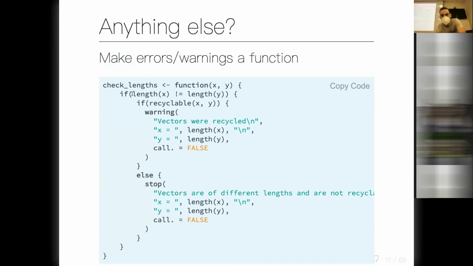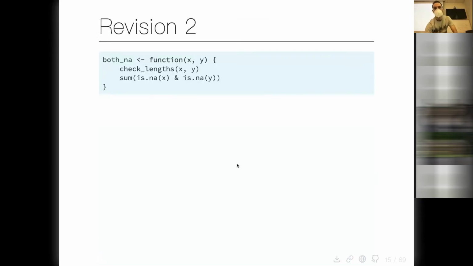So we're first checking if the lengths are equal, and notice that bracket there goes all the way down to here. So if the lengths are equal, then nothing else gets evaluated. This is only if they're not equal. Then we say if it's recyclable, throw this warning, else throw a stop message. Okay? And now our both NA function looks like this.